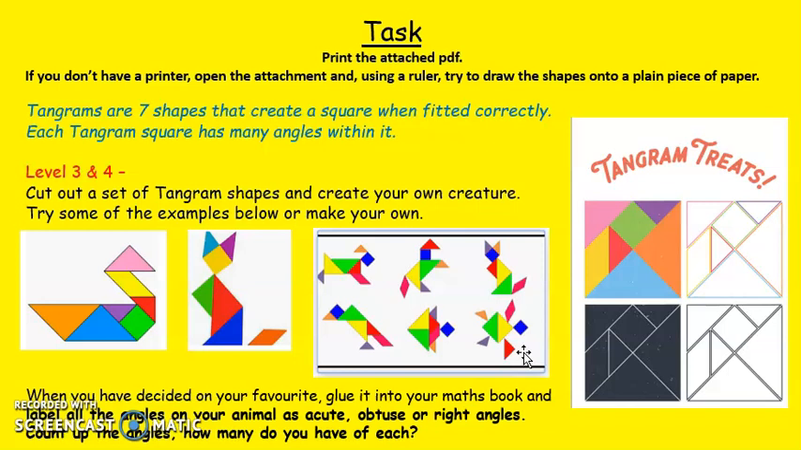And now you're going to label all the angles on your animal as acute, obtuse, or a right angle. Count up the number of angles and how many do you have of each. So for example, if I'm looking at the swan, I might look at the first triangle and there's 1 acute angle, so I might mark that in blue. There's a right angle here, I might mark that in green. There's another acute angle here. So I'm looking at all the different angles in my favourite animal. Okay, count them up as well and see how many you've got. I wonder which angle you have the most of.